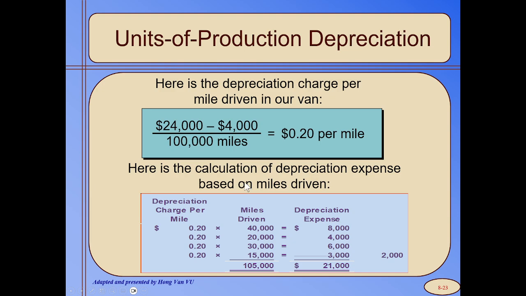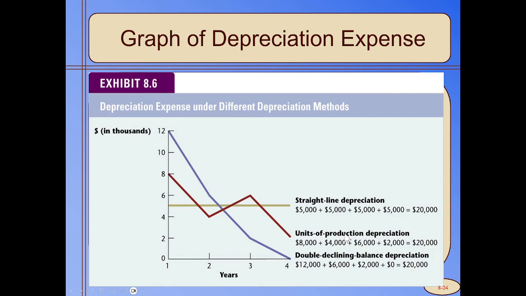So, we expect our van to last 100,000 miles. The depreciation charge per mile driven is 20 per mile. In this table, we show the actual miles driven in each of the 4 years. In 2013, we multiply 20 times the miles driven to get the depreciation expense of 8,000. Here is a graph of the depreciation expense in each year under the three methods of depreciation.